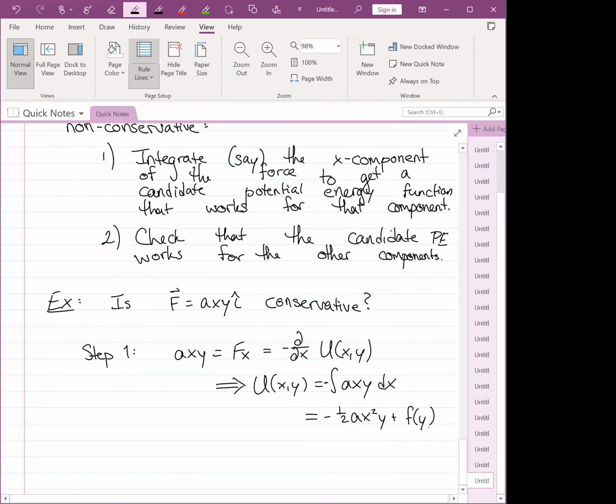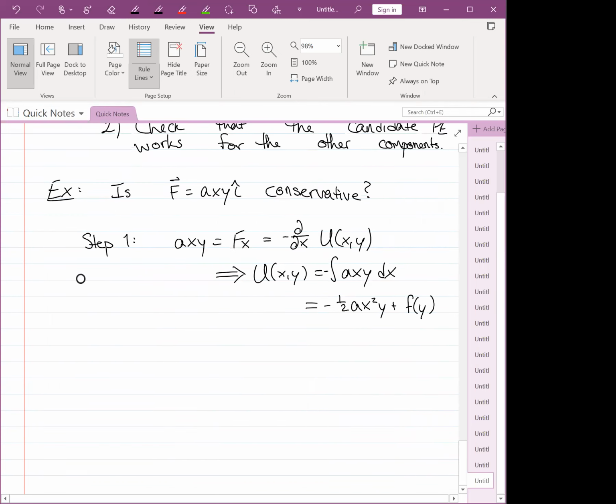So here we have to write F of Y because we're treating Y as if it's a constant. But the constant that we get from anti-differentiating could depend on Y. We can't just assume that's the constant, because what if U of X and Y was like negative 1/2 AX squared Y plus sine of Y? Well, then the partial derivative with respect to X wouldn't see that. And so we have to add this term that depends on Y, but it's constant with respect to X.